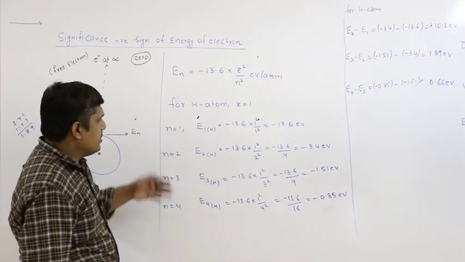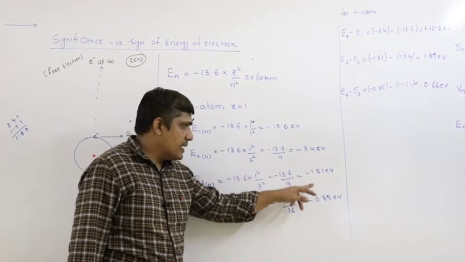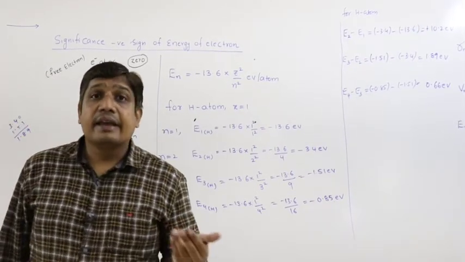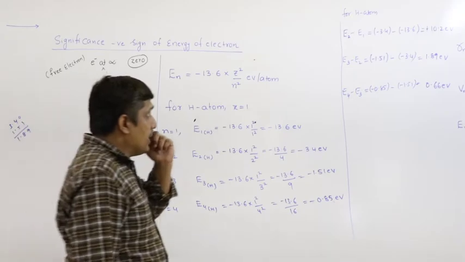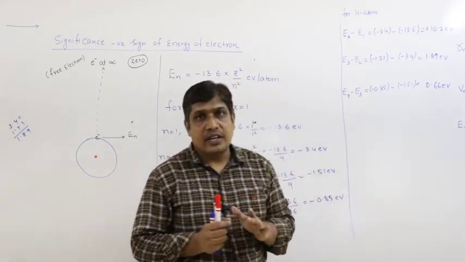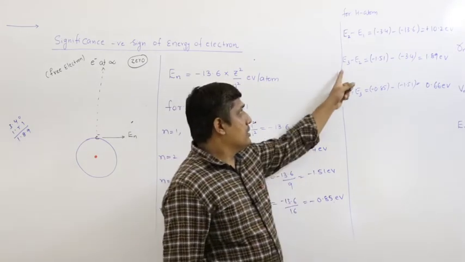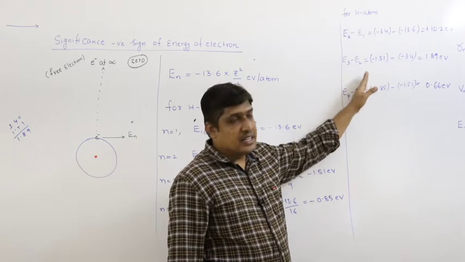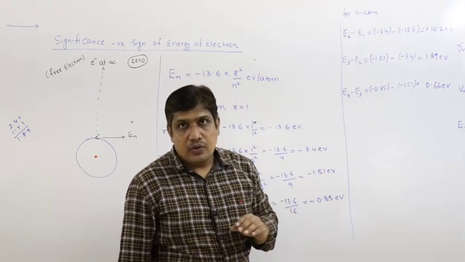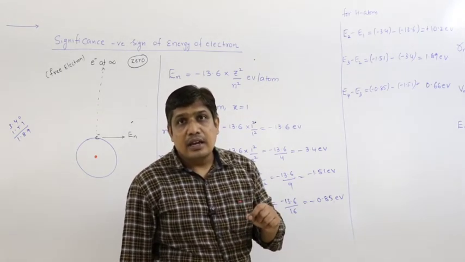In an atom, as n value increases, the energy of electron becomes less and less negative. In simple language, the energy of electron increases. Here E2 minus E1 means the energy difference between the second energy level and the first energy level of the electron. 3 minus 2, same thing: third energy level, second energy level. 4 minus 3, fourth energy level, third energy level. So we have calculated the energy difference between successive energy levels.